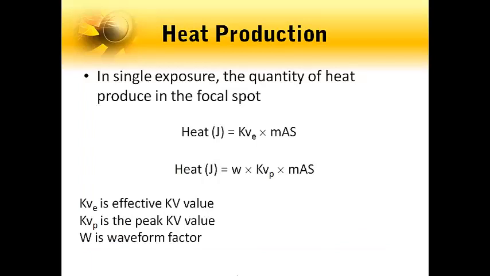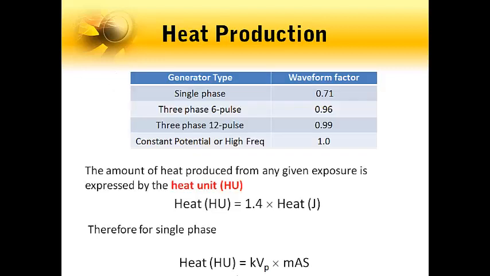The heat produced in a single exposure can be calculated using this formula. The quantity of heat produced in the focal spot in joules is equal to the effective kV value, kilovolt, times mAs, or waveform factor times peak kV value times mAs. The waveform factor depends on the generator used in the X-ray tube.